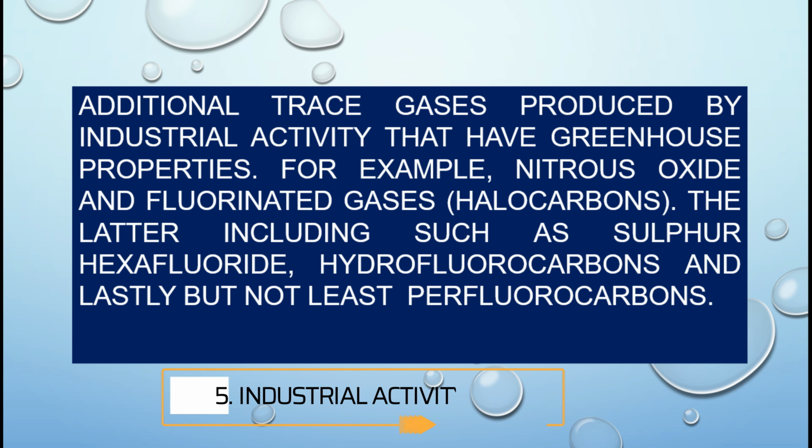Additional trace gases produced by industrial activity have greenhouse properties. For example, nitrous oxide and fluorinated gases such as hydrocarbons. The latter include sulfur hexafluoride, hydrofluorocarbons, and last but not least, perfluorocarbons.